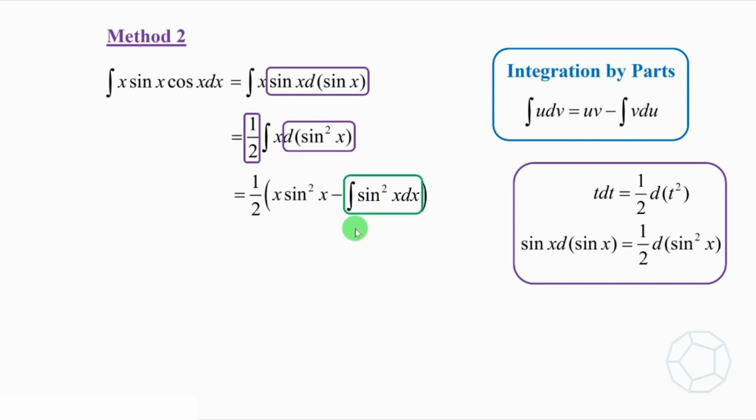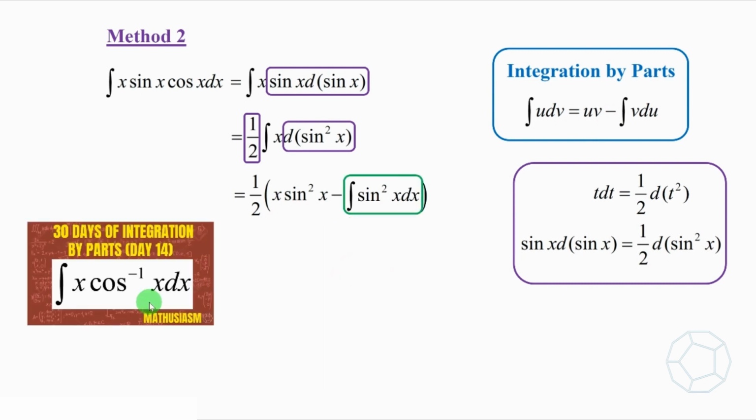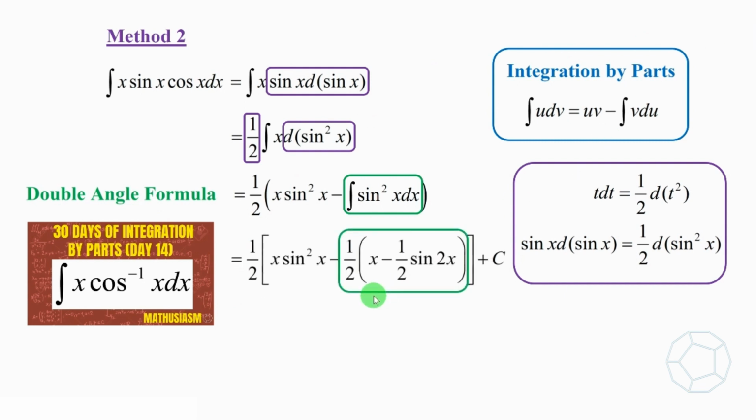Actually, we have come across the second term in the video on day 14. It is by double angle formula. You may check the link above for more details. Here, we just state the result, which is 1 over 2 times bracket x minus 1 over 2 sine 2x. Let's remove all the brackets. Then the answer is equal to 1 over 2 times x sine square x minus 1 over 4x plus 1 over 8 sine 2x plus c.